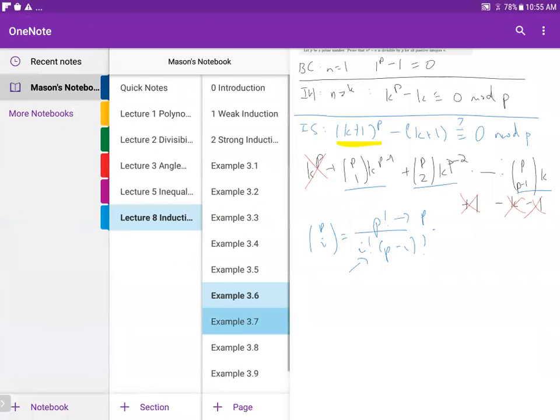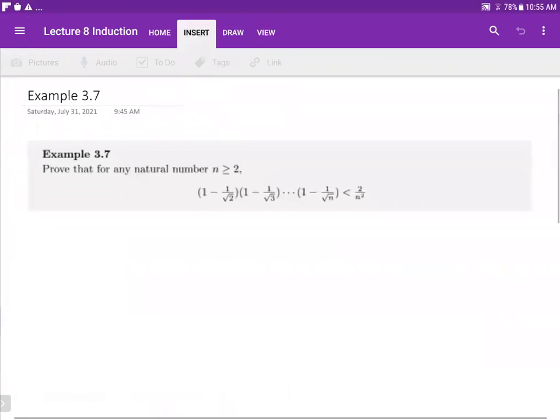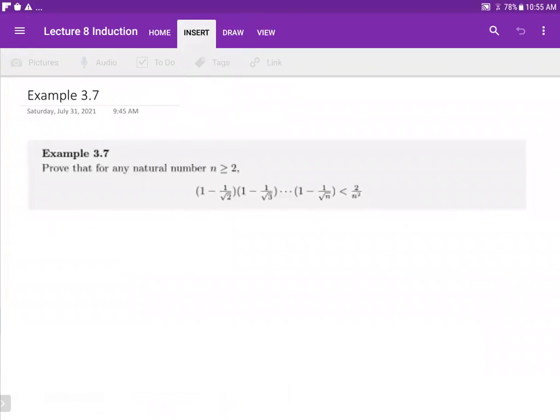All right. Let's try to do this problem. I don't know if we have enough time though. All right.